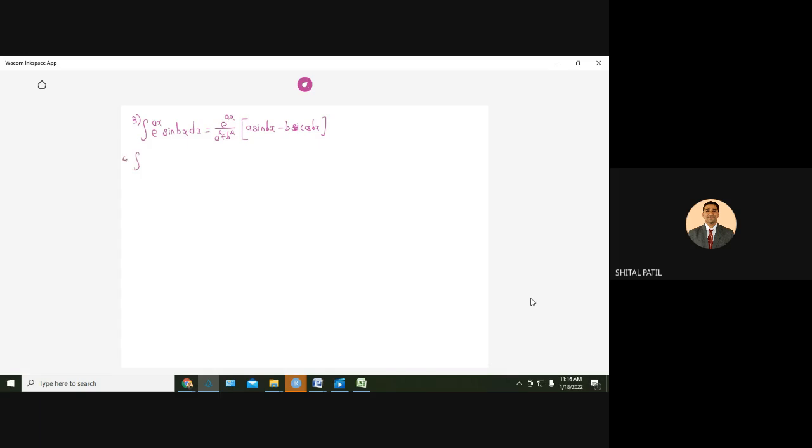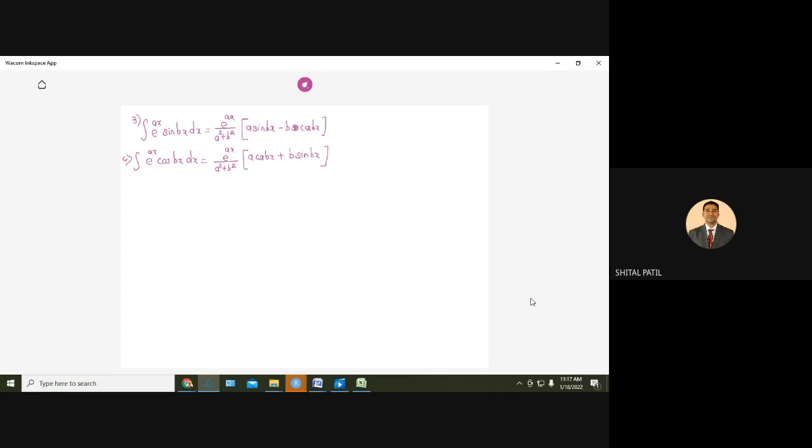Then the next formula, e raised to x cos of bx. The sine will change, meaning it will be reversed. Yes, sine becomes cos, and cos becomes sine. And what about the sign in between? The sign will be the same, minus only. Minus will become plus. Integration of cos is a plus sign, na? Therefore it is like this.